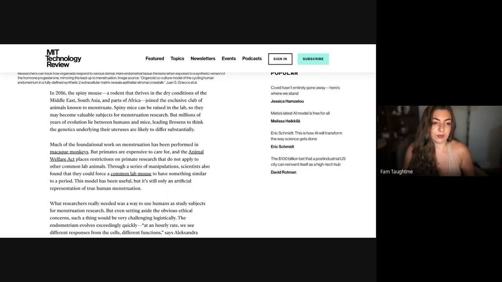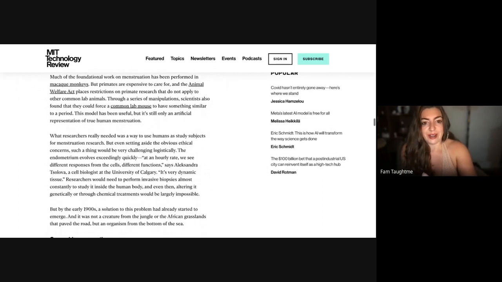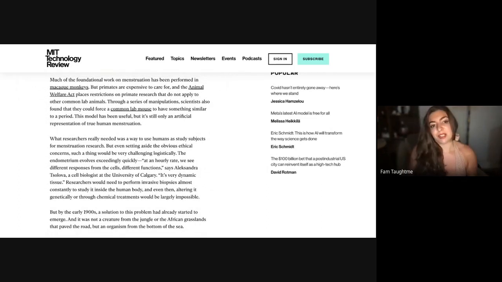But because we are not very closely related to them, their uteruses and our uteruses really differ, to the point where I'm not sure this animal model will suffice to extrapolate about human beings. So it goes on to say that much of the foundational work on menstruation has been done on macaques, which are primates, but they're very expensive to care for, and there are a lot of restrictions because they're considered more complex beings than some of the more common lab animals. I personally don't agree.